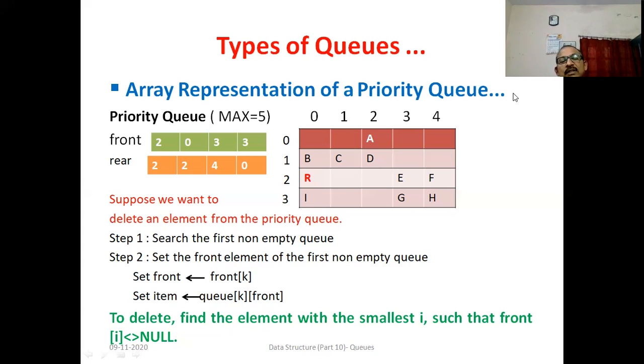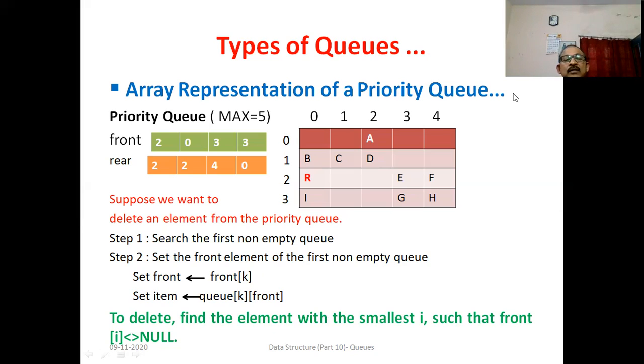Next step, item is equal to Q K front. What is K? K is 0, so Q 0. And what is the front value? The front value is 2. So Q0 2, and what is Q0 2? A. So A will be deleted from the queue. Is it clear? Suppose we want to delete the next element.